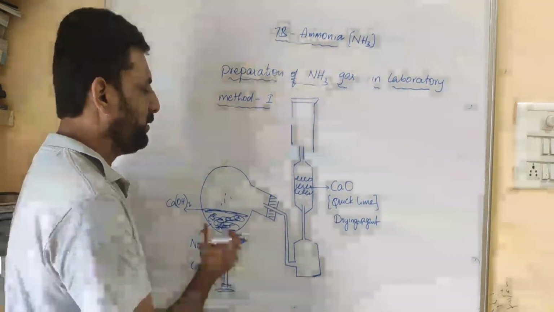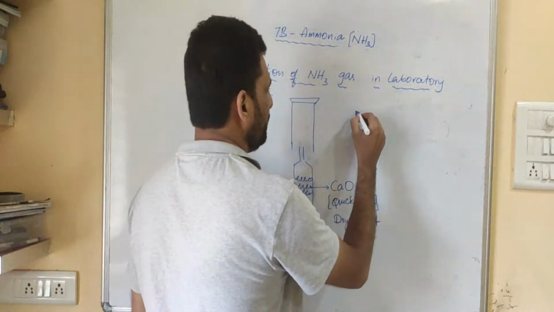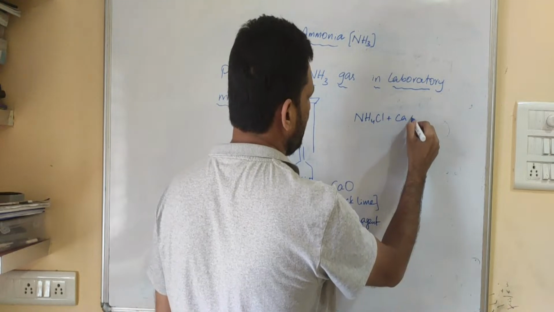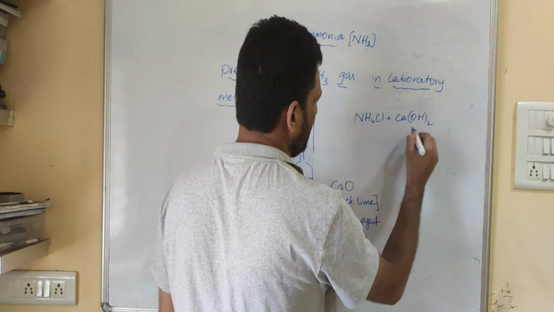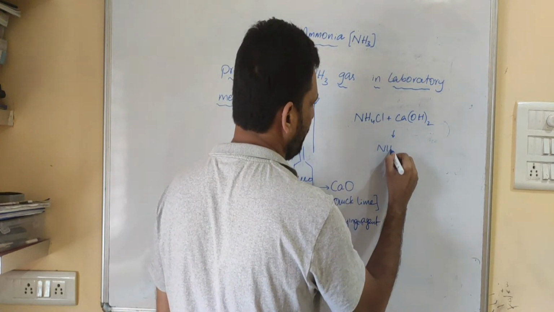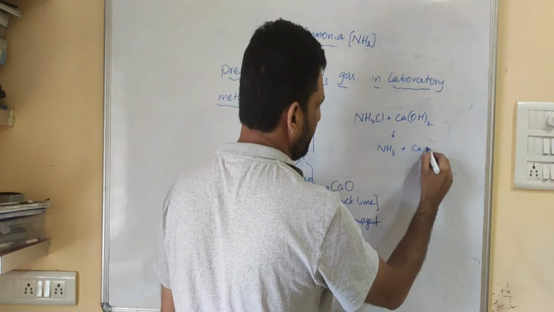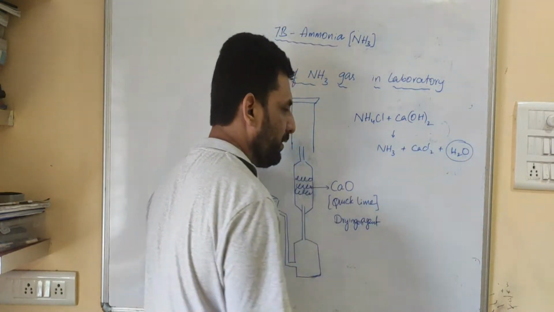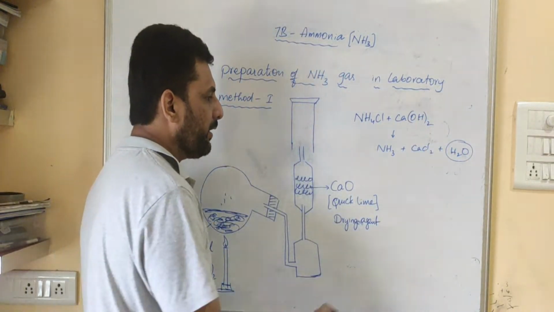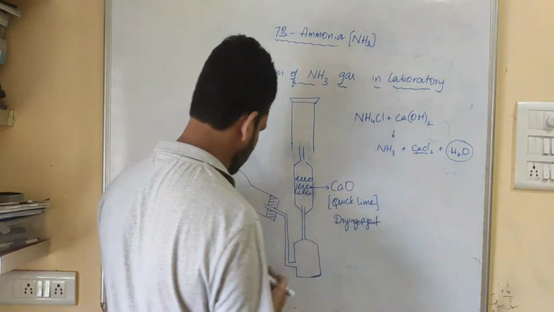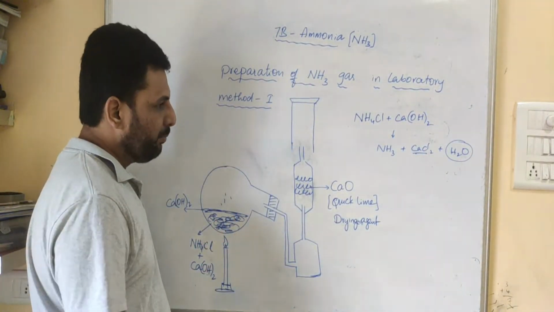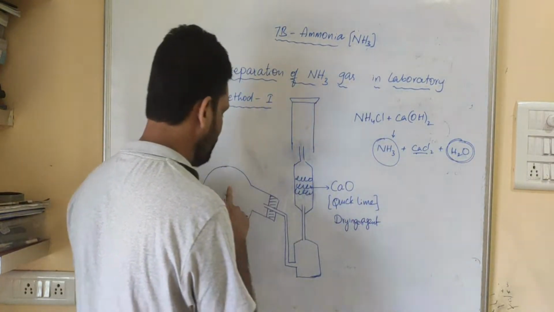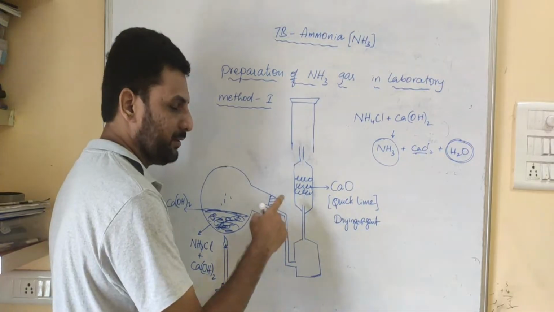When you heat ammonium chloride plus calcium hydroxide, what does it form? It forms ammonia gas, calcium chloride and water. So you are getting water also as a byproduct. Calcium chloride is a solid that remains in the round flask only. But along with ammonia, what may come? Water vapor also comes along with the ammonia gas.